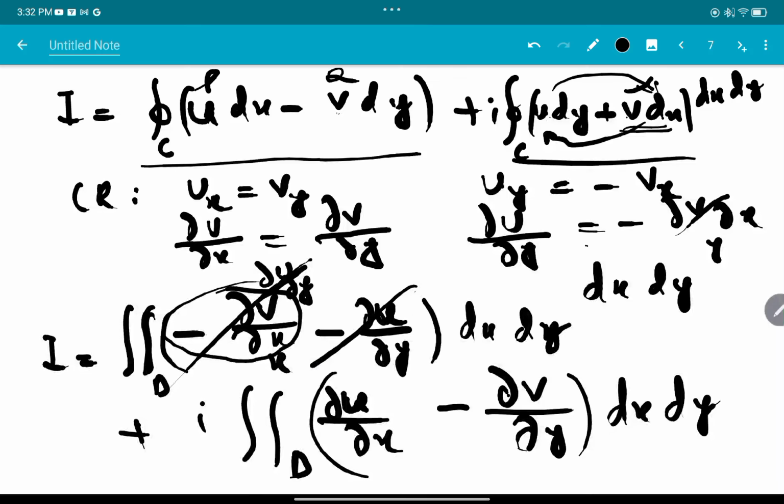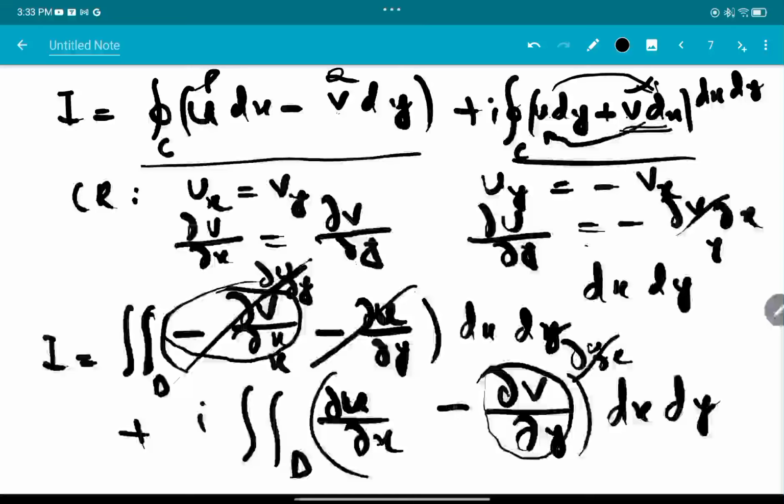The first part of the integral is gone. Now come to the second part. You have del u by del x minus del v by del y. Again replace del v by del y. Del v by del y is here. Del v by del y is del u by del x. So write here del u by del x. Once you write here del u by del x, you now have del u by del x minus del u by del x, and that vanishes.